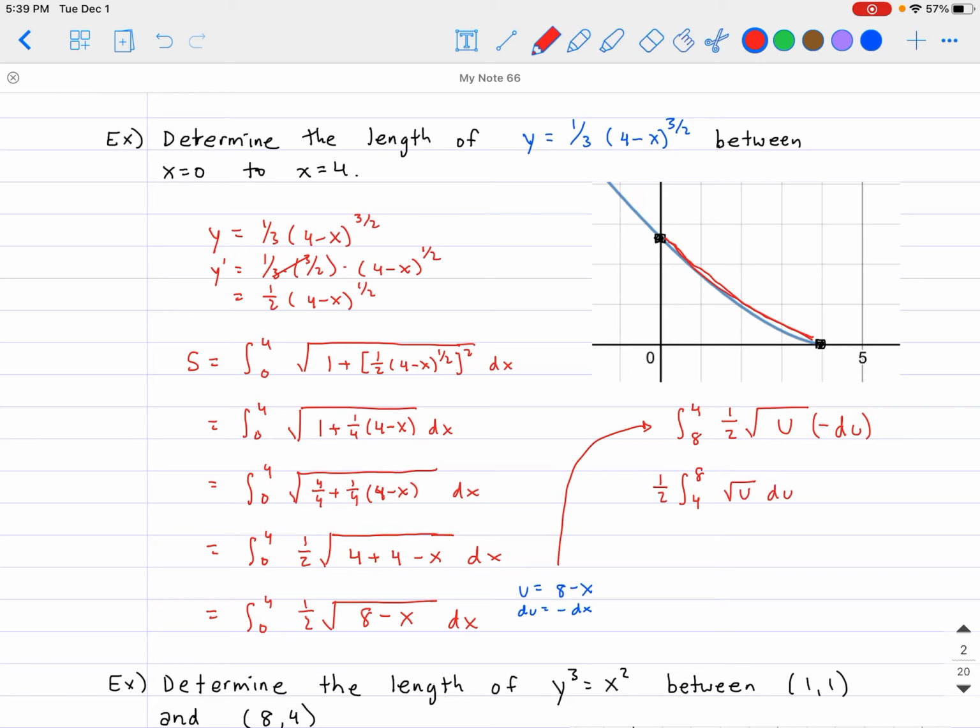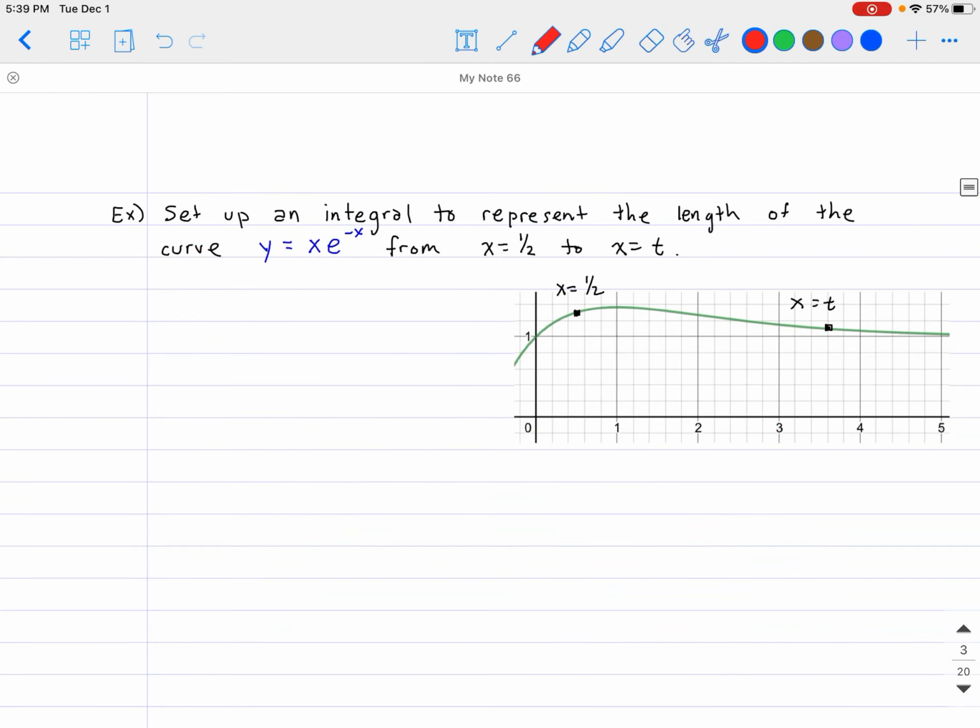The antiderivative of square root of u is going to be u raised to the power of 3/2, times 2/3, multiplied by the 1/2 on the outside, with bounds from 4 to 8. So the 1/2s cancel out, giving you 1/3. Plugging in the 8, we get 8 raised to the power of 3/2 minus 4 raised to the power of 3/2. And each one of those can't be simplified, if I'm correct.